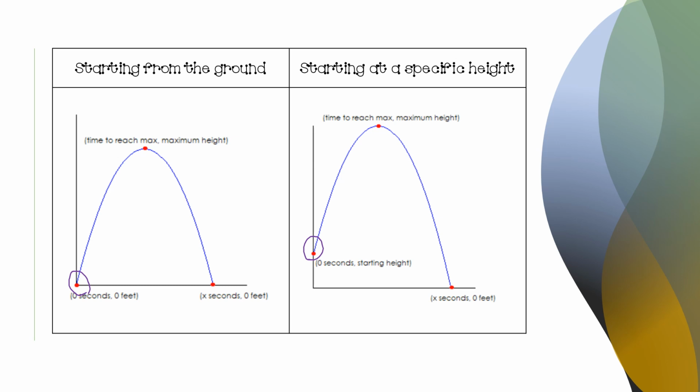Then whatever the item is, let's say it's a soccer ball, it goes up, it reaches its maximum height at the vertex, and then it comes back down and it hits the ground or the water or the floor or the dirt, whatever it's talking about. The ground is going to be the x-axis, so whatever your x-intercept is.